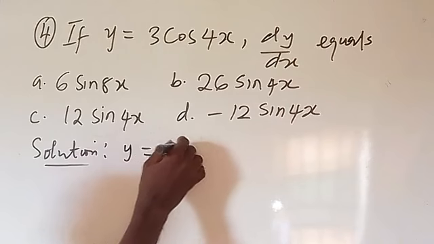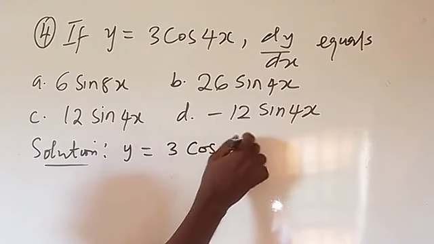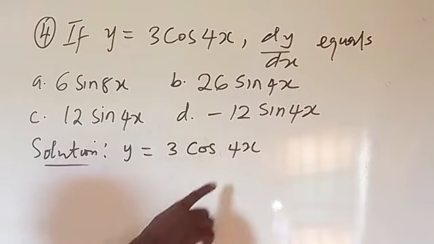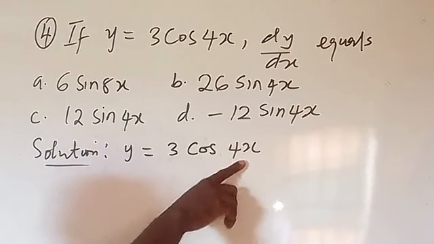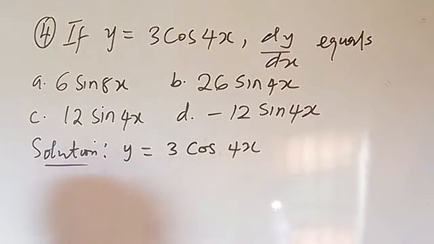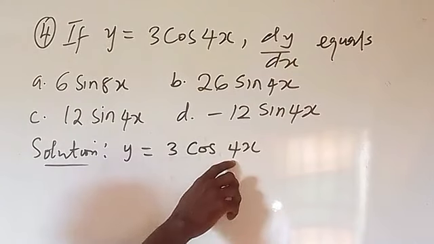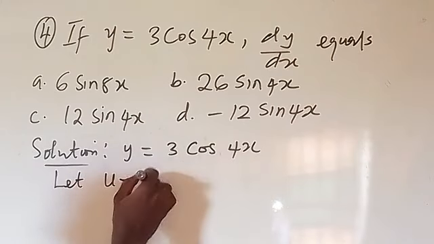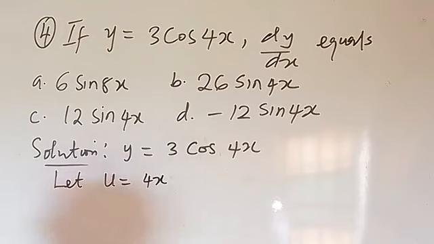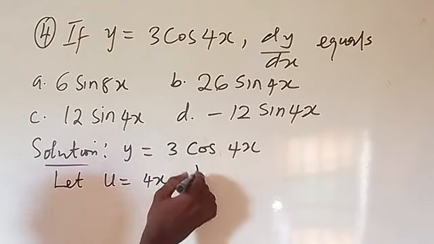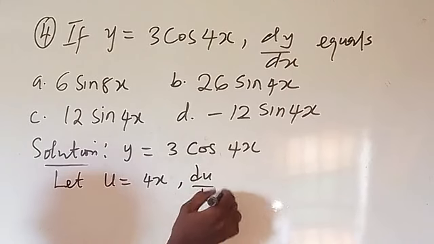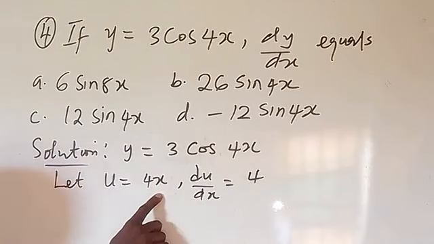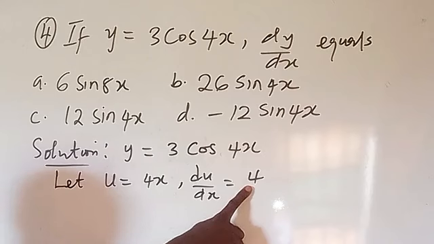y is equal to 3 cos 4x. Now from here, we have 4x here. For this 4x, we're going to use the chain rule, or function of a function. So we're going to let u be 4x. Now if u equals 4x, just differentiate u with respect to x. We're going to have 4. If you differentiate 4x, you're going to have 4.